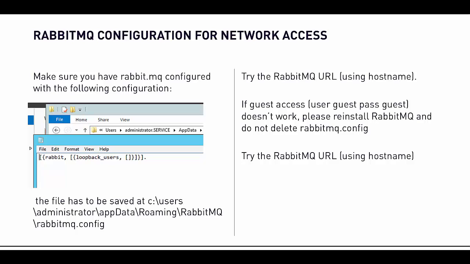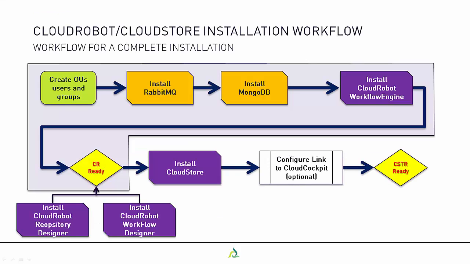What is the flow for this whole installation process? First, we create the OUs, users and groups. We install RabbitMQ. We install MongoDB. We install CloudRobot Workflow Engine. Then we continue with the installation of the repository designer and workflow designer. Subsequently, we can install Cloud Store and then set up the integration between these two technologies.